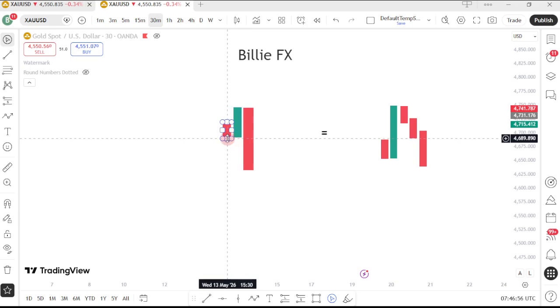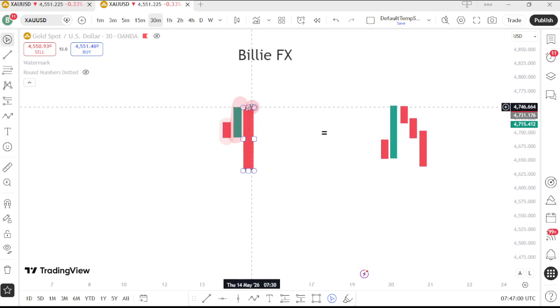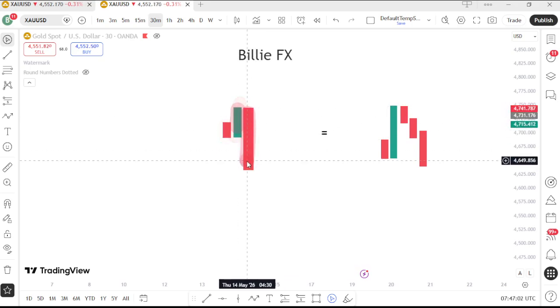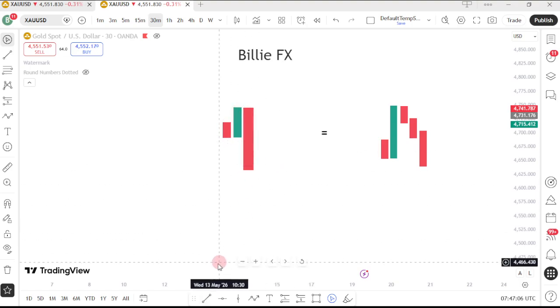Don't forget, a demand zone is simply a bearish candle being taken over by a bullish candle, and a supply zone is just a bullish candle being taken over by a bearish candle, right? It shouldn't confuse you. It's just an engulfing candlestick pattern. That is why I started with that, to make it extremely simple for you.